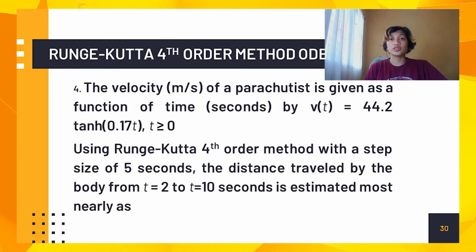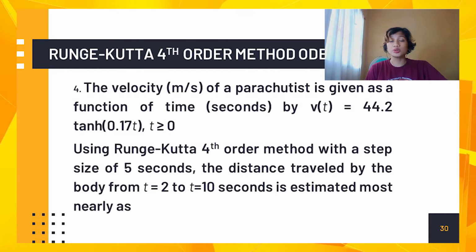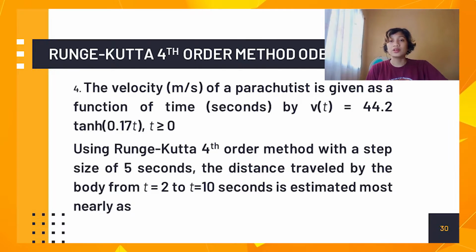For the fourth question, in Runge-Kutta fourth order method, the velocity of a parachutist is given as a function of time by v of t is equal to 44.2 tanh of 0.17 t, t is greater than or equal to 0. Using Runge-Kutta fourth order method with a step size of 5 seconds, the distance traveled by the body from t equals 2 to t equals 10 seconds is estimated most nearly as.